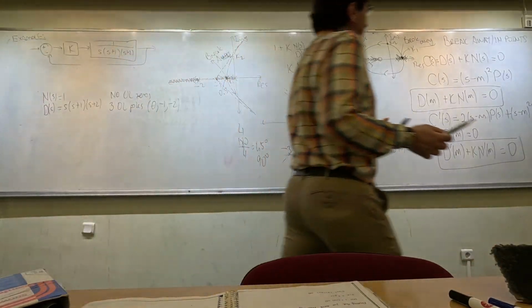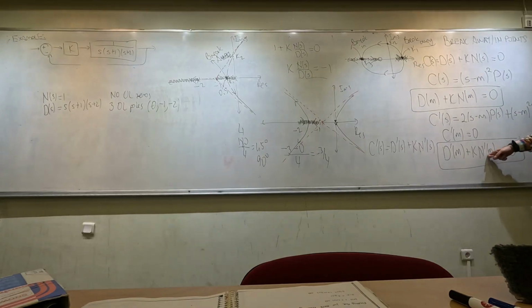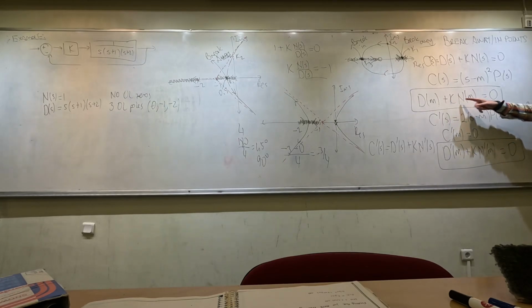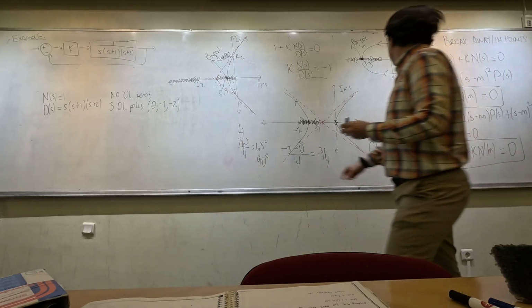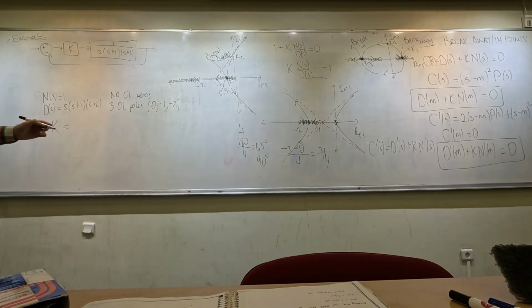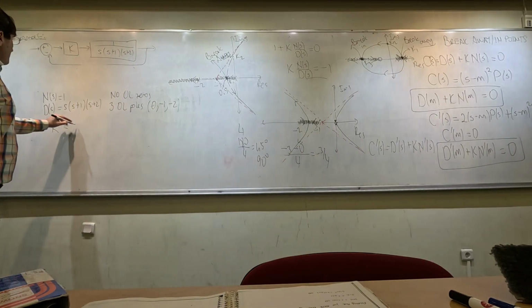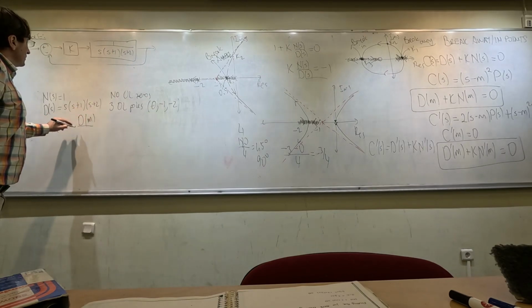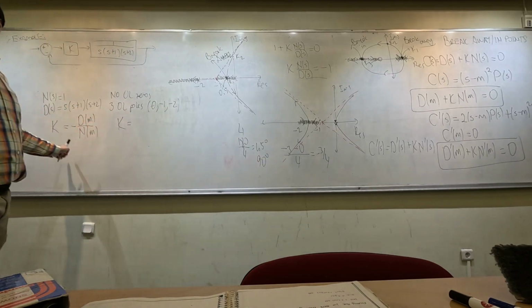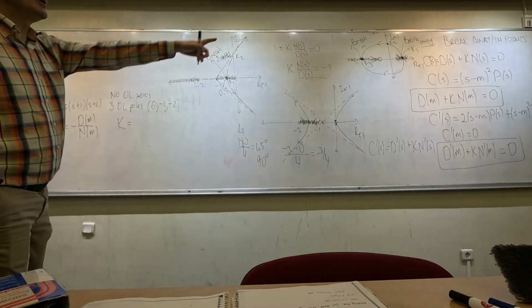So the first thing that I'm going to do is try to solve for M. In order to be able to solve for M, I'm going to cancel K from these equations. From both of these equations, I can try to solve for K. And I can write this as K is equal to minus d(m) over n(m). Okay? And I'm assuming that n(m) is not equal to 0.